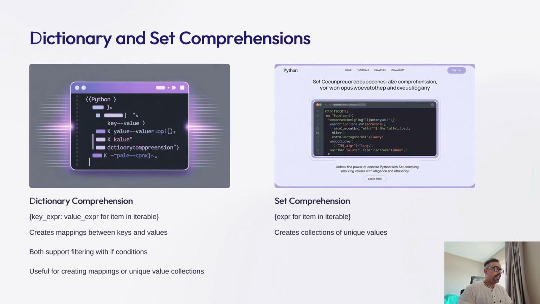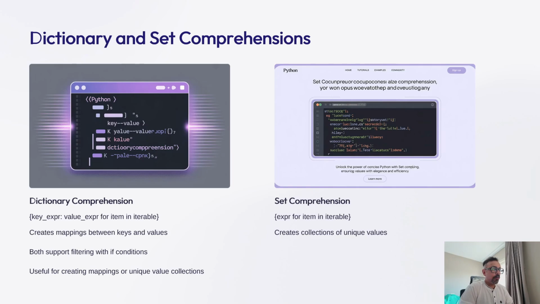Now, as we have seen list comprehensions, it's time for us to extend the comprehension syntax to dictionaries and sets as well. Dictionary comprehension uses curly braces with key value pair, as you can see on the screen, to create dictionaries, while set comprehension uses curly braces with a single expression to create sets. So both are using curly braces, but one uses key value pair inside the curly braces, and the other one does not use the key value pair. Okay, and both support filtering with if conditions, like we saw in list comprehensions.